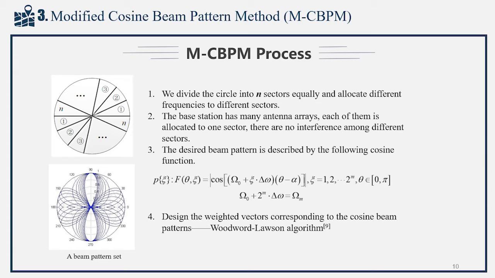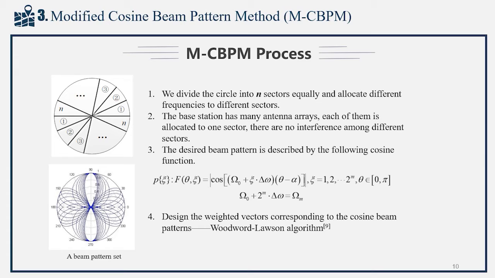Considering one cell in cellular network, where a base station is located in the center of circular area and some user equipment are uniformly located near the base station. We divide the circle into n sectors equally and allocate different frequencies to different sectors. Thus, there is no interference among different sectors. The base station has many antenna arrays. Each of them is allocated to one sector.